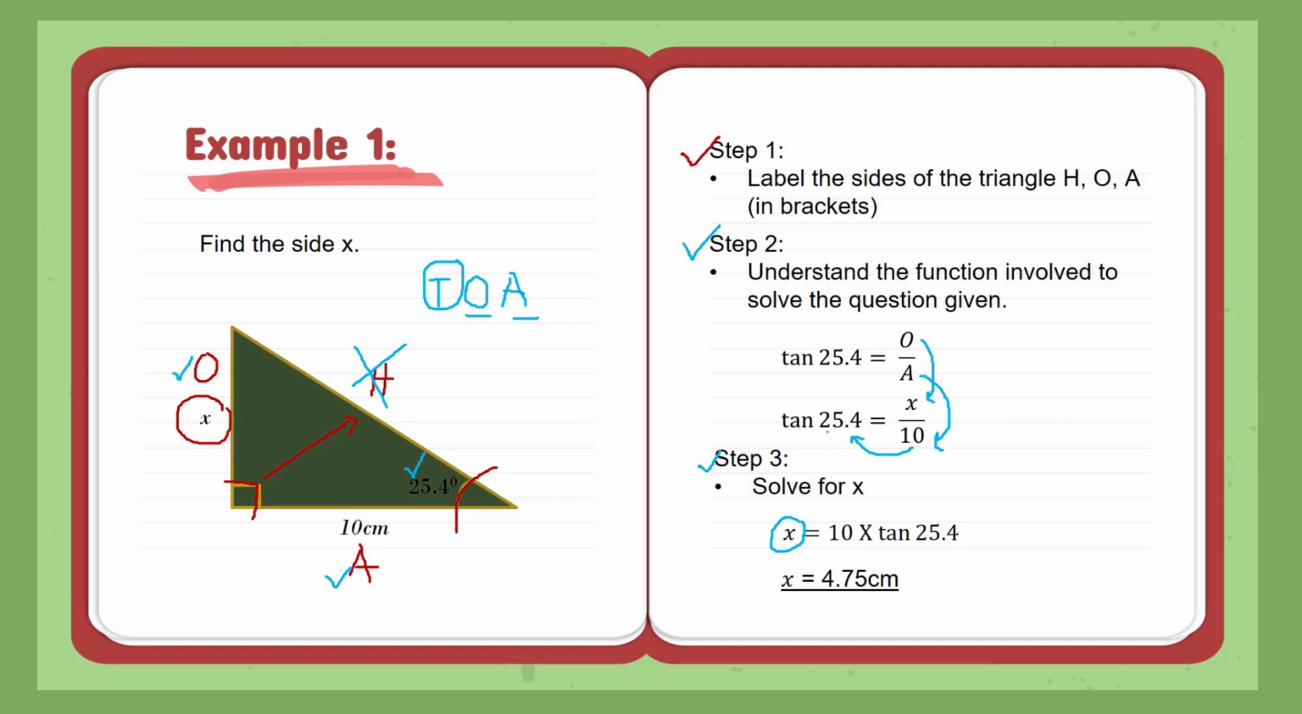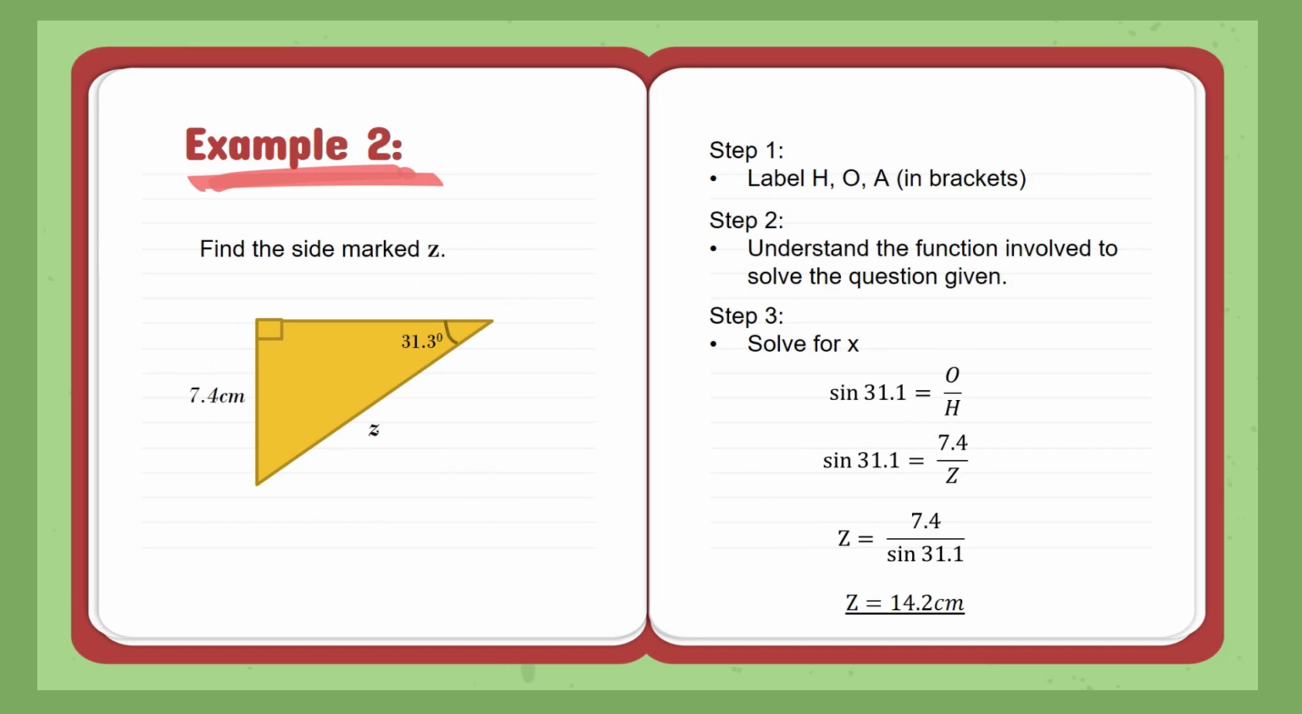So you can use the calculator and find the value of x. Alright, one more example. Again, we are going to find the side marked Z. So step 1, label HOA.